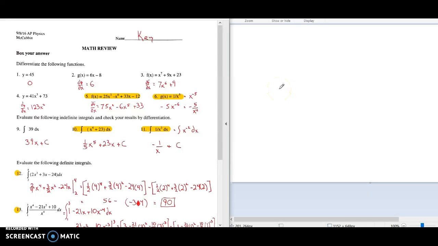Hello class, I'm going to go over a few of the problems of your math homework. I'm going to only go over the ones that are highlighted. So for number 5 over here, we have f of x equals 25x cubed minus x to the 6th plus 33x minus 12.